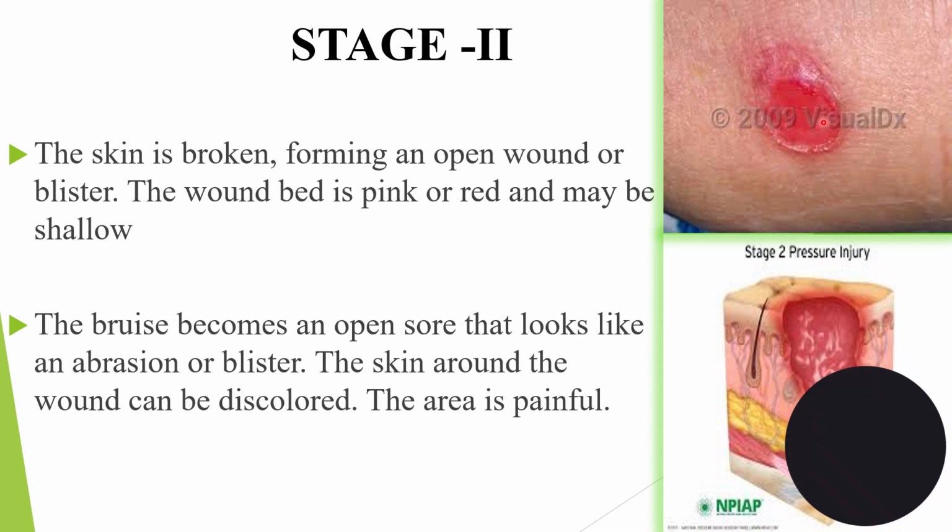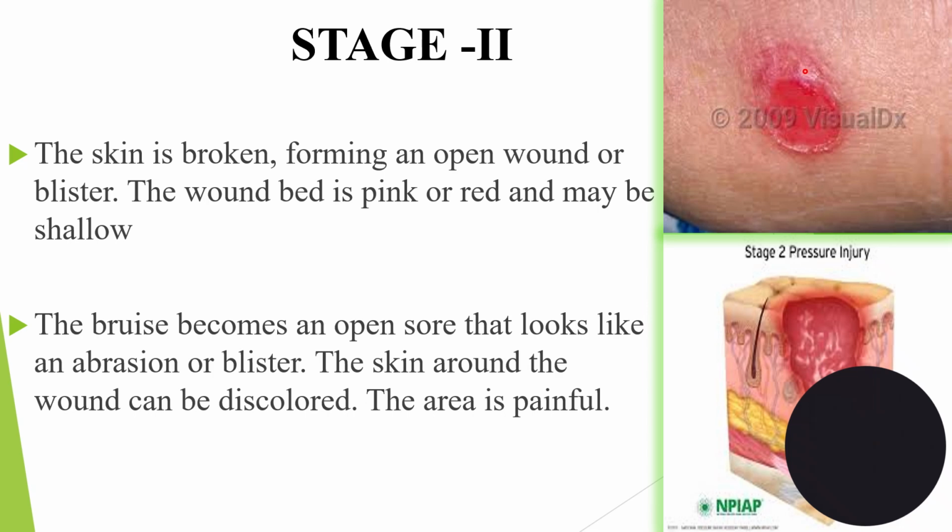The skin is broken. Already it is broken, forming an open wound. There is an open wound and a blister. Here a ruptured blister is present. The wound bed is pink and may be swollen, and the bruise becomes an open sore. It looks like an abrasion or blisters.